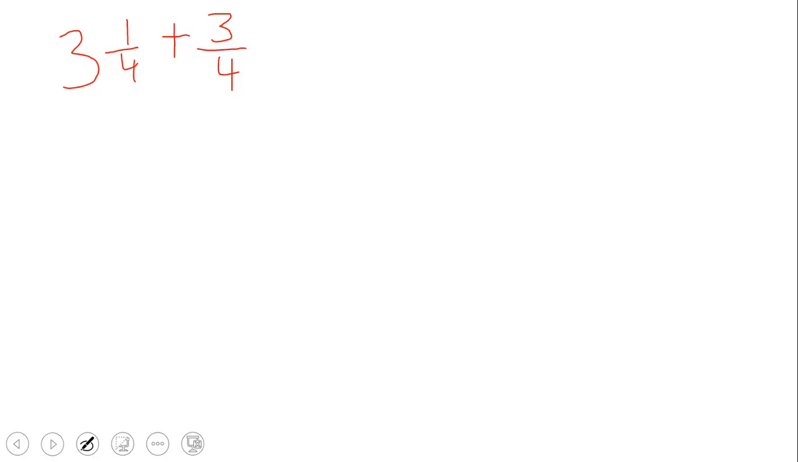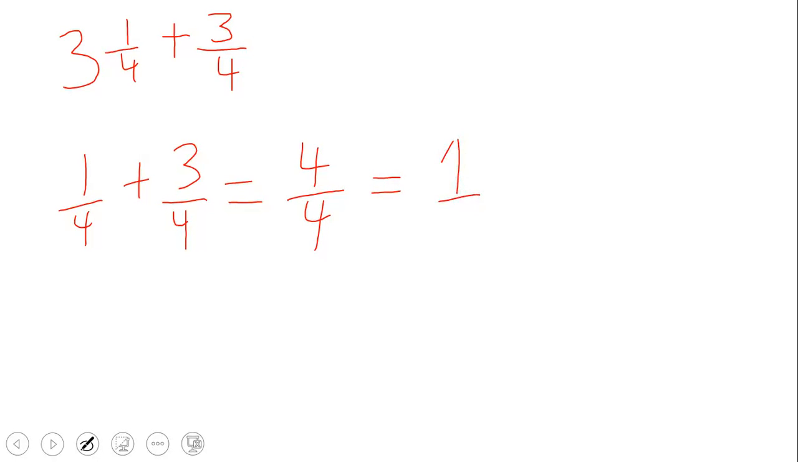Notice that 3 and 1 over 4 equals 3 plus 1 over 4, so we can deal with the fractions separately. What I mean is the following. We have 3 and 1 over 4 plus 3 over 4. So let us just consider 1 over 4 and 3 over 4. If we add them, the answer is 4 over 4, and 4 over 4 is indeed 1. So when we considered only the fractions, we get 1.